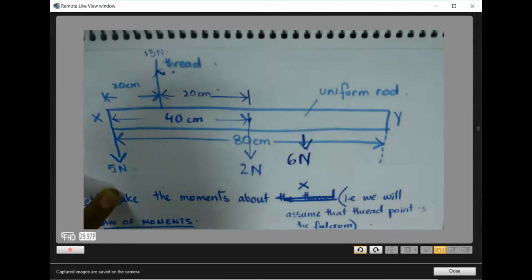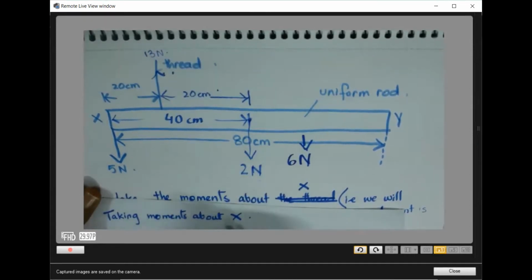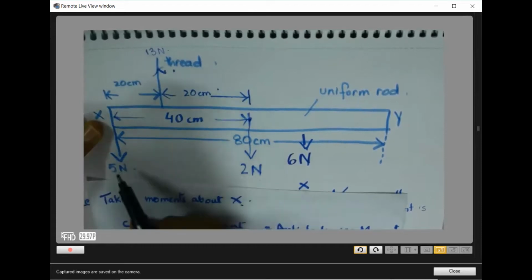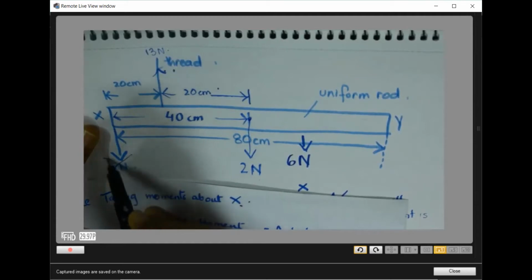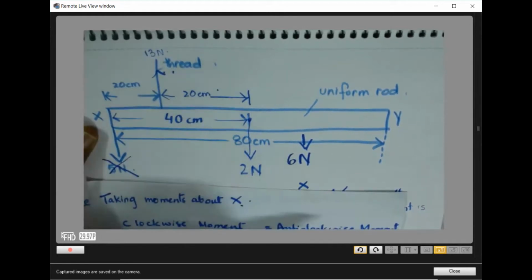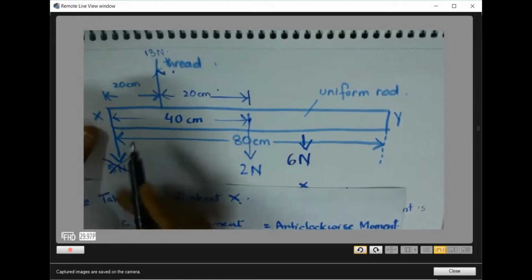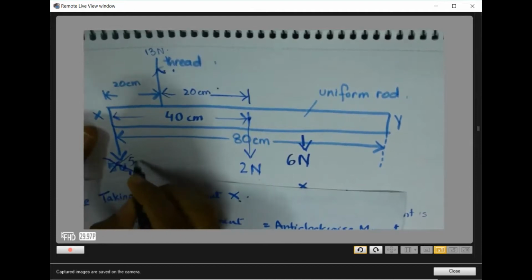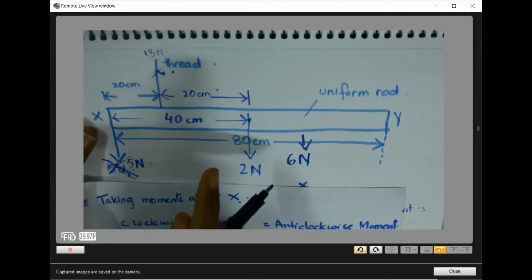I'm ignoring the weight. Okay, forget the weight. So taking moments about X. Now, if I'm taking the moment about X, I will cancel this force. Why will I cancel this force? Anybody knows? I mean, canceling meaning for my calculation, I will not consider this force. This will still be there in the question, but not in my calculation. Why?